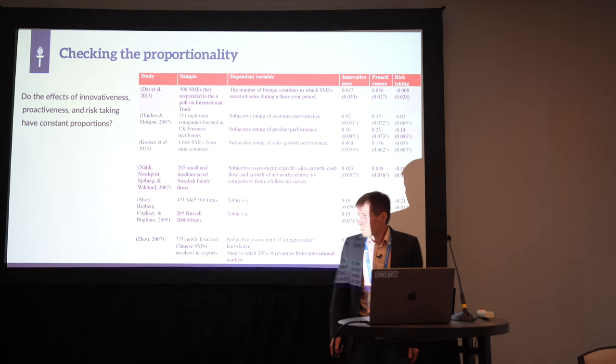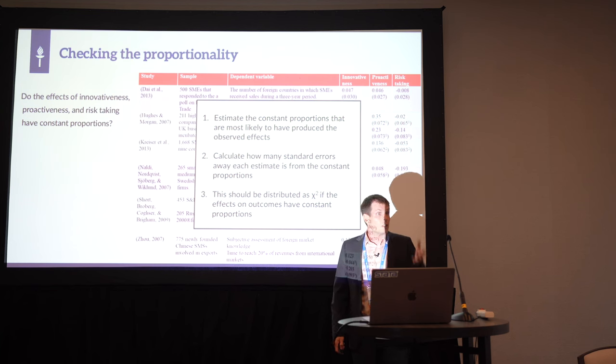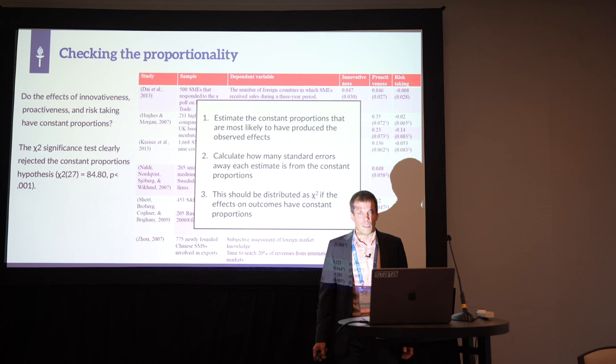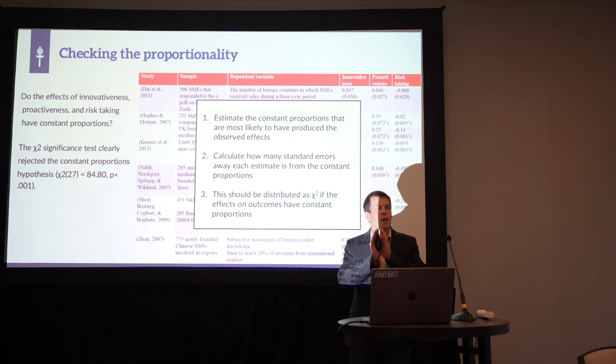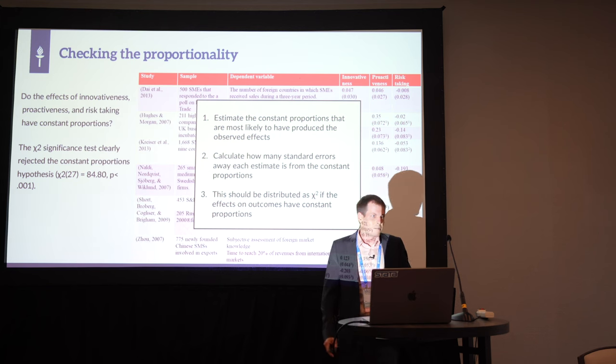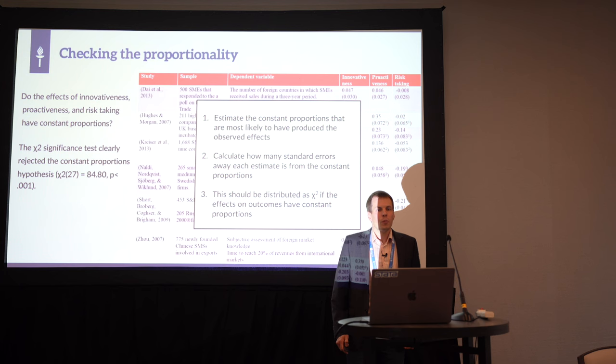We run a model and test the hypothesis that the proportions are constant across studies. This hypothesis is strongly rejected. So the effects are not the same for every possible outcome, which is pretty obvious, but we need to support it with data. Then there is a third problem.